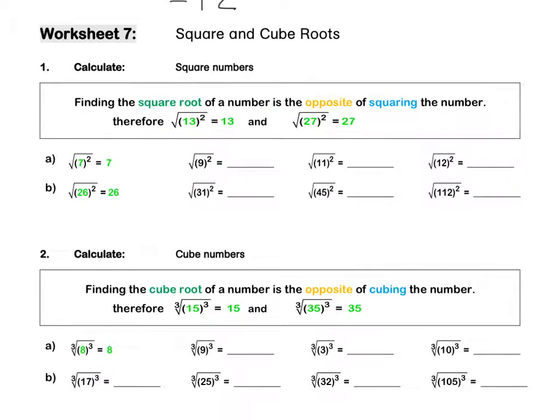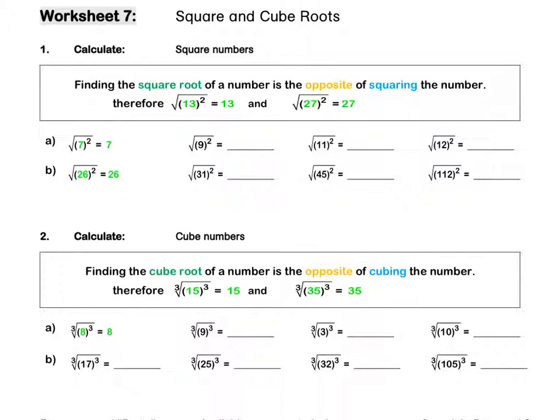Worksheet 7. Square and cube roots. Finding the square root of a number is the opposite of squaring the number. Therefore, the square root of 13 squared is simply 13. And the square root of 27 squared is 27. Let's look at A. The square root of 7 squared is 7. The number stays exactly the same because they are inverse operations. And the square root of 26 squared is 26.